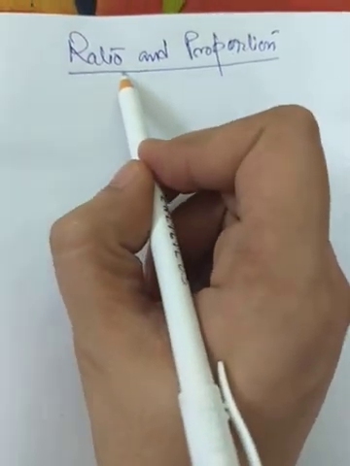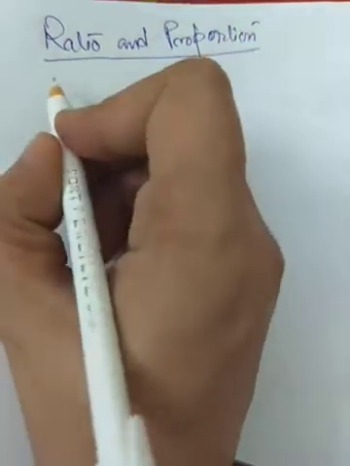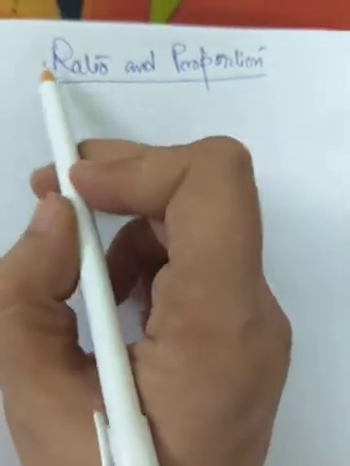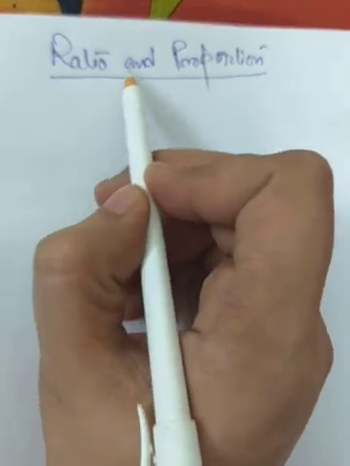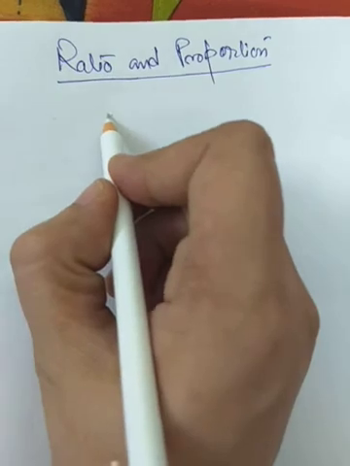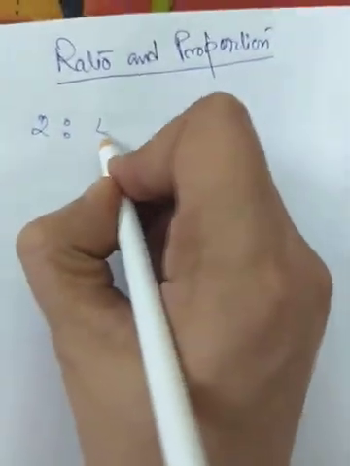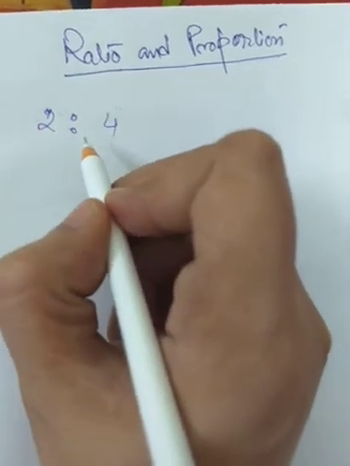I hope ratio was clear to you people. Now we will start with proportion. What is ratio? If we recapitulate, ratio is a comparison between two numbers. Suppose 2 is to 4. This is a comparison between two numbers.